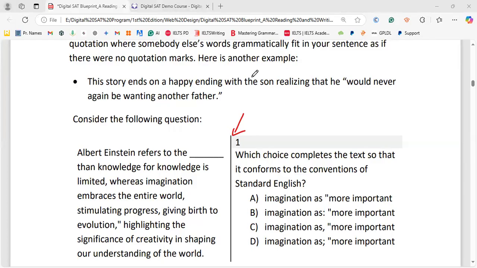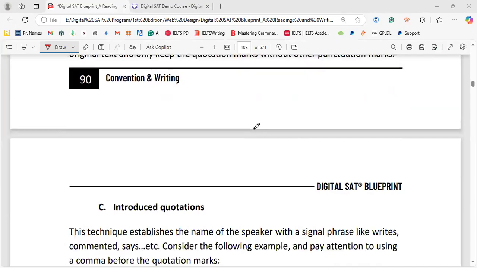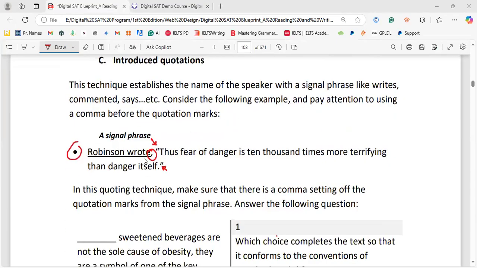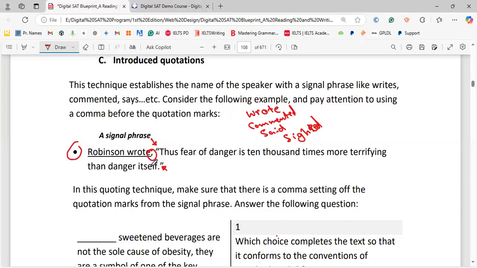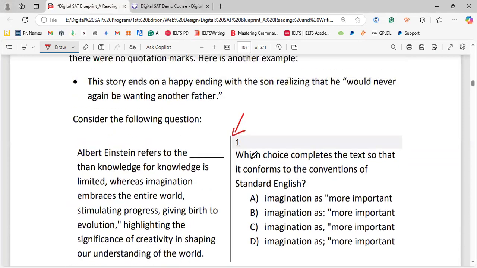How do I know if it's a signal phrase or not? Okay, good. Thank you. This is a good question. What are the signal phrases? Simply, the signal phrase, Khalid, is something like wrote, commented, said, sighed. Those are signal phrases. The signal phrase is a verb that's placed immediately after the sentence. So yes, thank you guys.